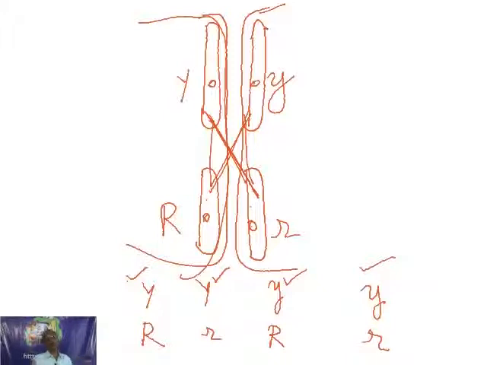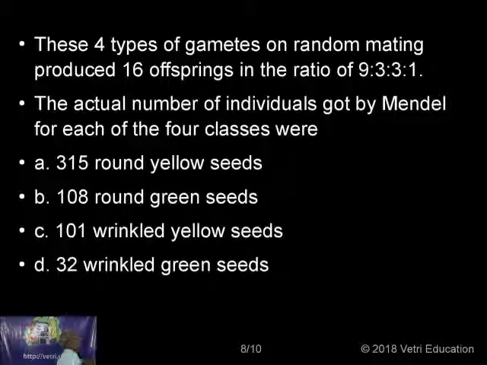So, these 2 are 2 different characters, and when they are present in 2 different homologs, they will be assorting independently. This is what is called independent assortment. So, that is the 4th law of Mendel. These 4 types of gametes on random mating produce 16 offsprings in the ratio of 9:3:3:1.